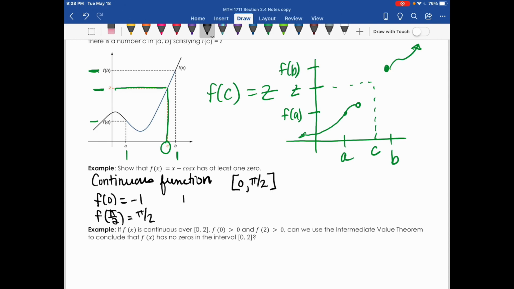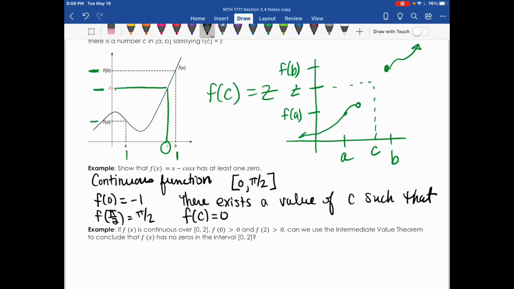So I know that there exists a value of c such that f of c would give me 0. And again, that is because this function is continuous and I'm going from a negative number to a positive number, so somewhere in between here, since there's no breaks or holes or asymptotes in the graph, I know that somewhere in there you have to hit the y value of 0, which means you hit the x-axis, which means you have a 0. So, by the intermediate value theorem, we know there's a value of c that when I plug it into the function, I would get out 0.